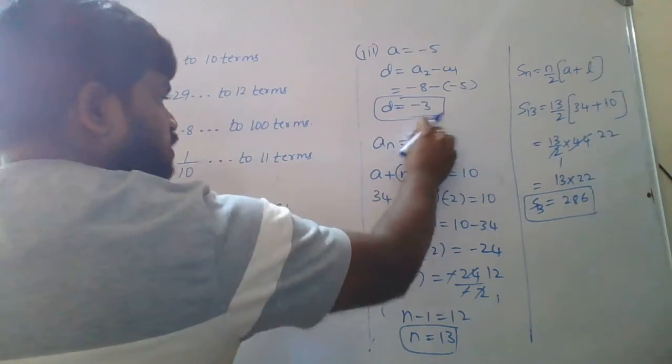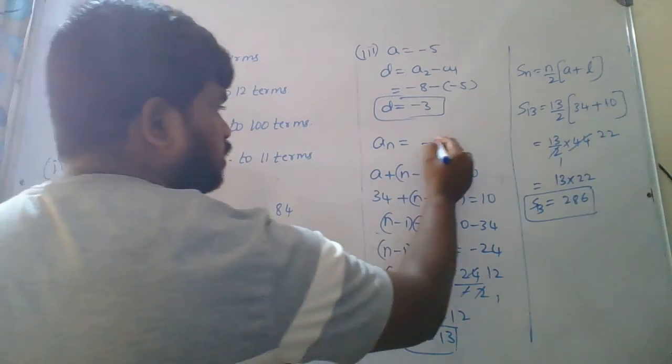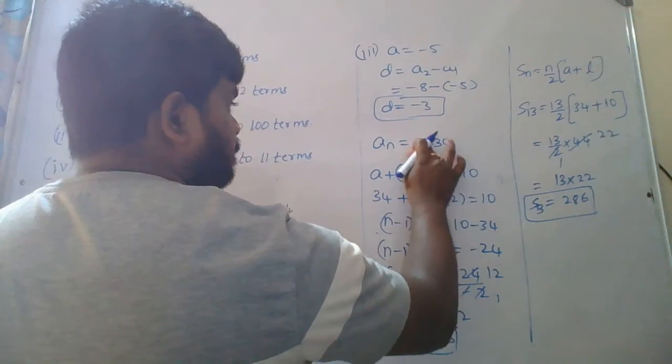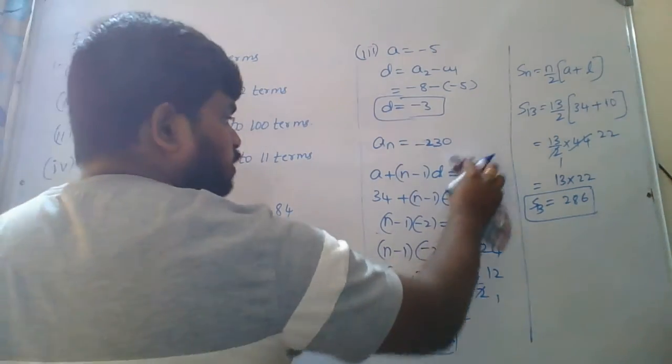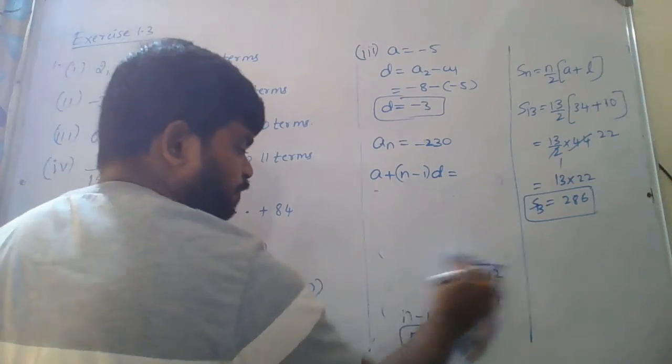Okay, and the last term is minus 230. That's our last term, which we take as An. An is minus 230. Let's solve it from here.